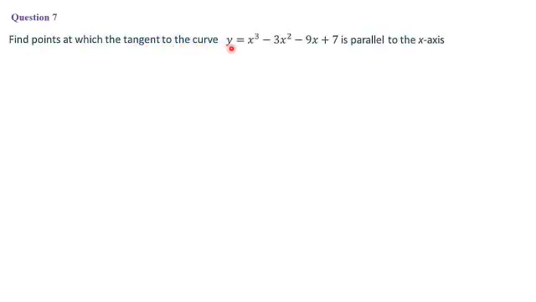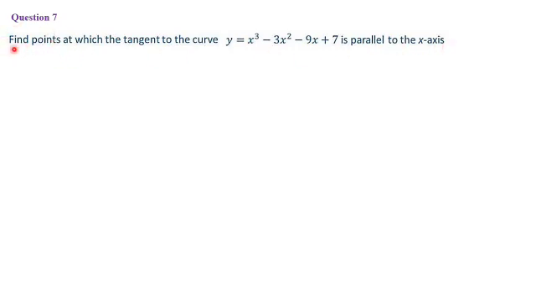Move on to question number 7. Find the points at which the tangent to the curve y is equal to x cube minus 3x square minus 9x plus 7 is parallel to the x-axis. You have to go through the question very clearly. We are asked to find the points, that is the point of contact, at which the tangent to this curve is parallel to the x-axis. At which point will that particular tangent on this curve be parallel to the x-axis? That is what we have to find out.